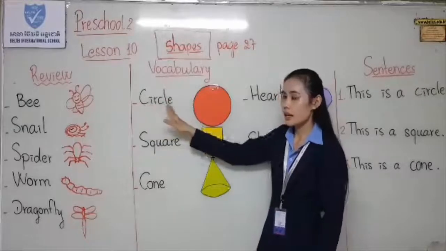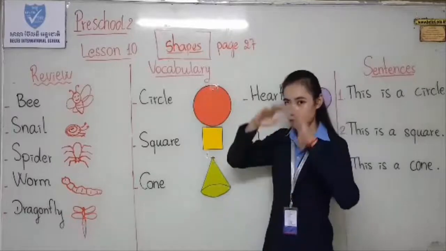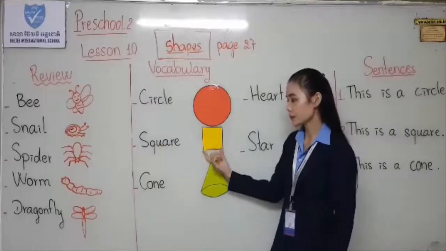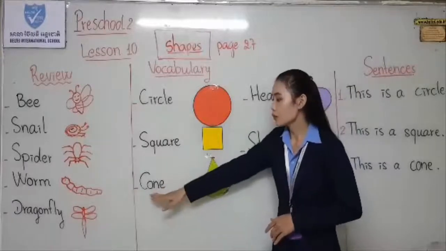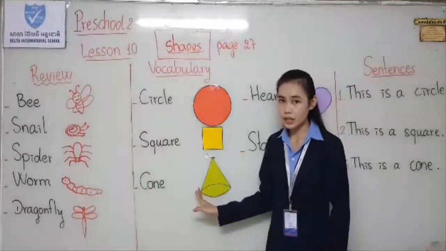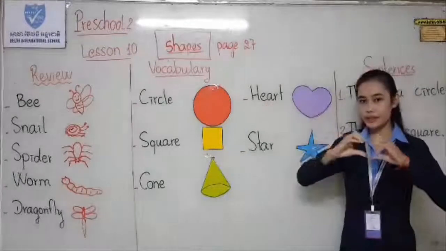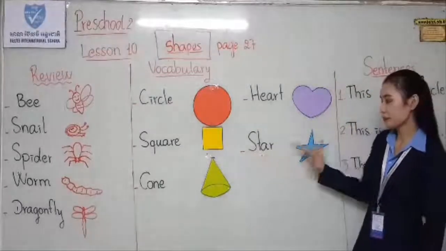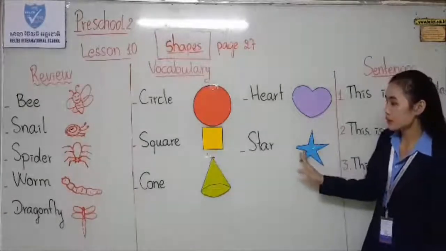Circle, what does it mean? Look at this picture. What is it? Square, what does it mean? What is it? Cone, what does it mean? What is it? So this picture is easy to understand, right? Heart, what is it? Star, what does it mean? It's also easy. What is it? Yeah, everyone.